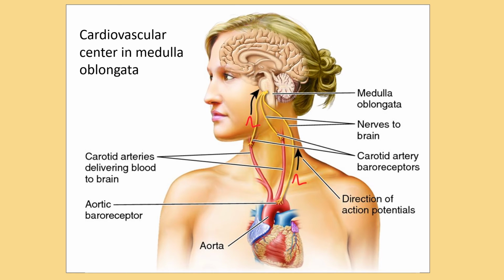So we're back to this picture. We've already talked about the baroreceptors. Those are the sensory receptors. We can see the artistic representation of the sensory or afferent neurons. And notice where all those neurons lead. They lead to the cardiovascular center, which is in the medulla oblongata.